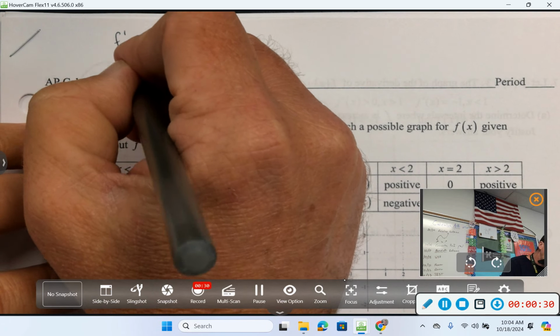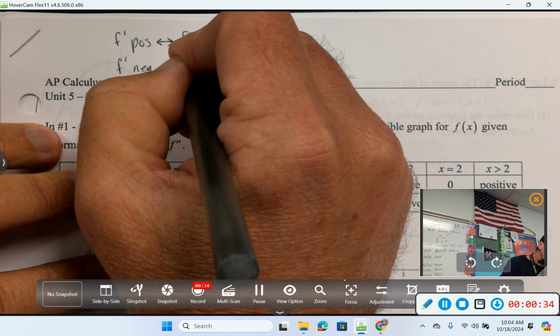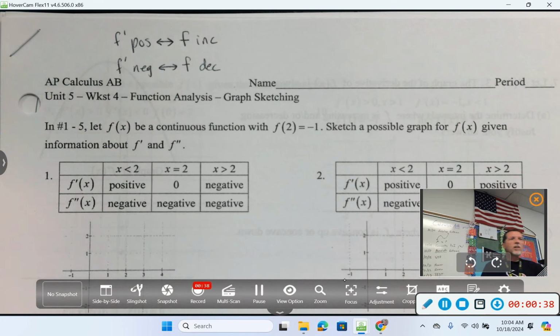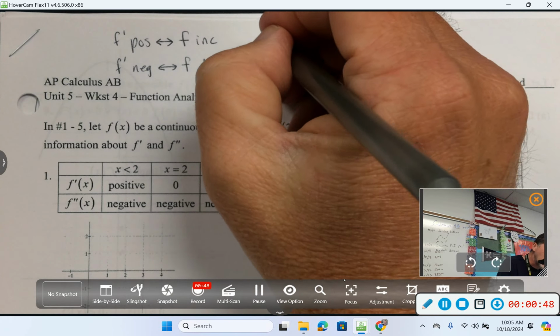And if f prime is negative, what does that mean about f? It's decreasing. Right? Derivative and slope kind of go together. So if the slope is positive, our function is increasing. If the slope is negative, our function is decreasing. That's the first derivative stuff.